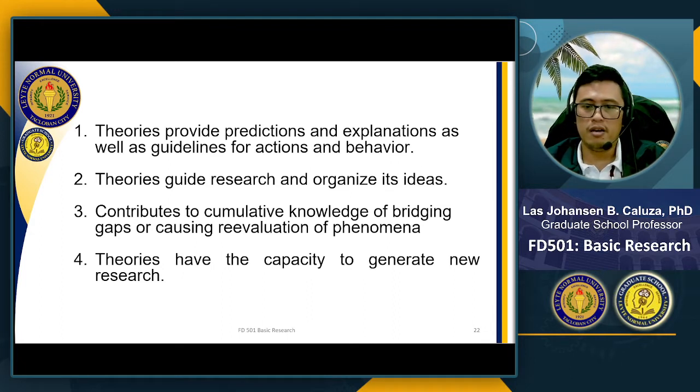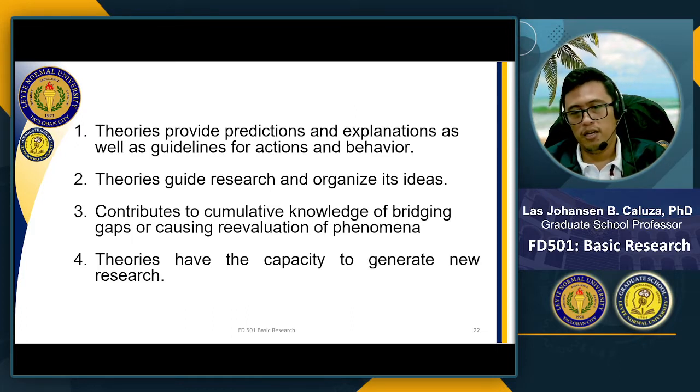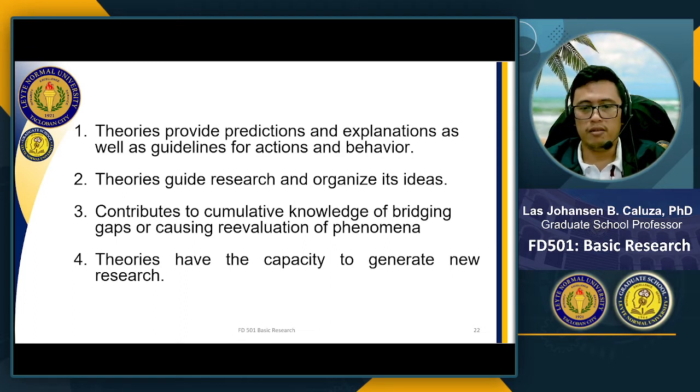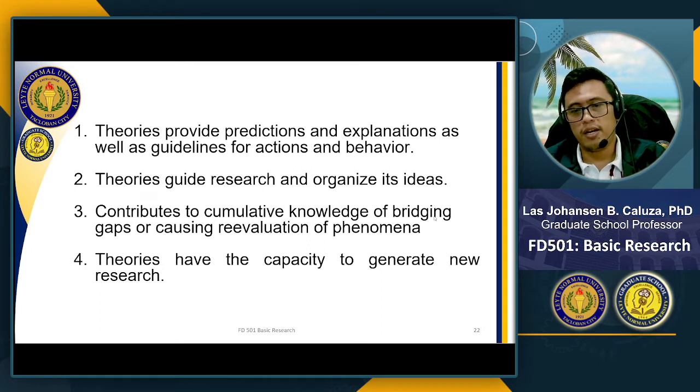Prediction and understanding are the two purposes of theory. Accomplishing the first goal allows the theorist to predict behavior or characteristics of one phenomenon from the knowledge of another phenomenon's characteristics. In most situations, prediction and understanding the process go hand in hand. To predict the phenomenon, we must have an explanation of why variables behave as they do. Theories provide these explanations. Second, theories guide research and organize its ideas.